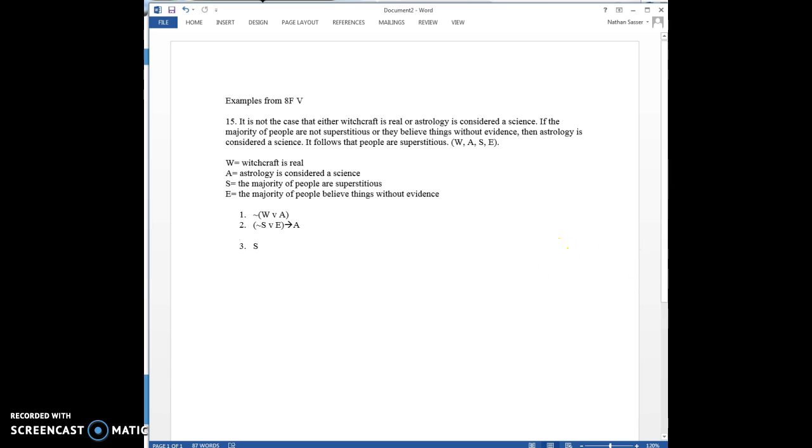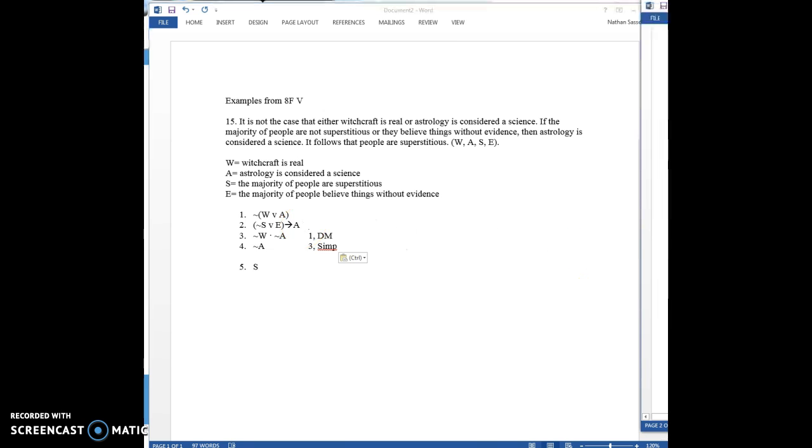So first of all, we're going to apply De Morgan's to premise 1 and get not W and not A. Now, I want to isolate the not A so I can do my modus tollens. So I'm going to use the simplification rule here. And there I've got my not A. Now since I know not A, I can apply modus tollens to both of these and get not all of this junk.